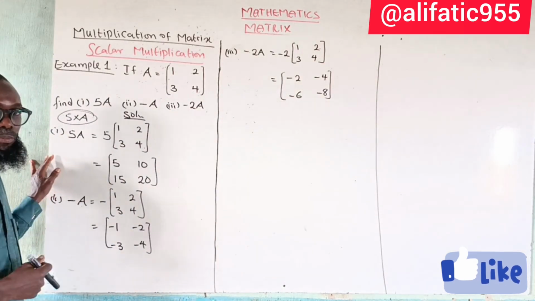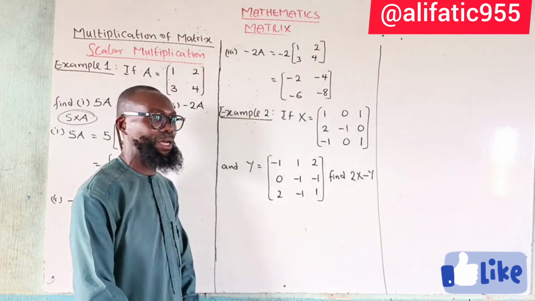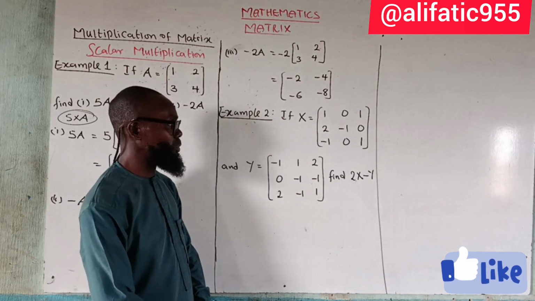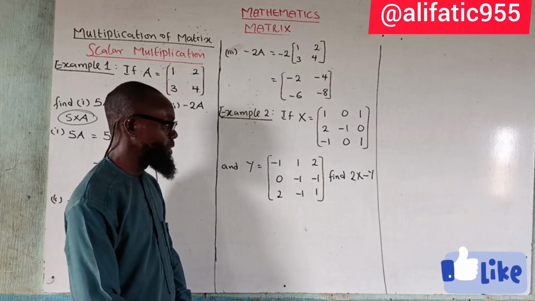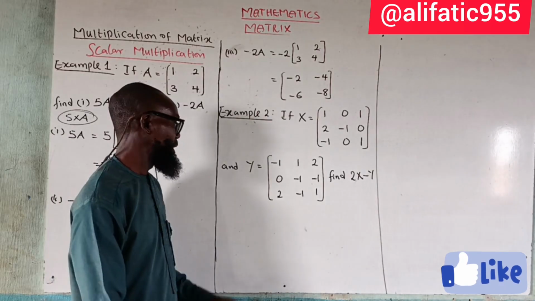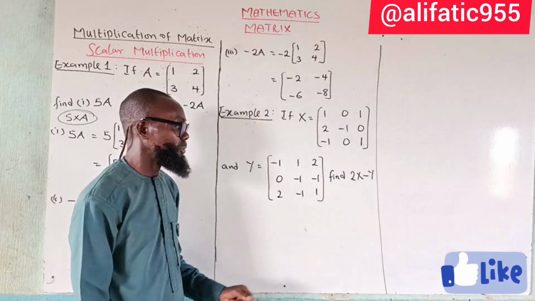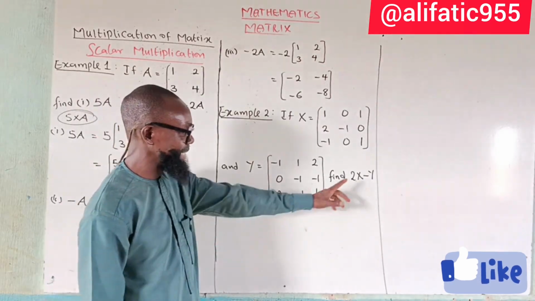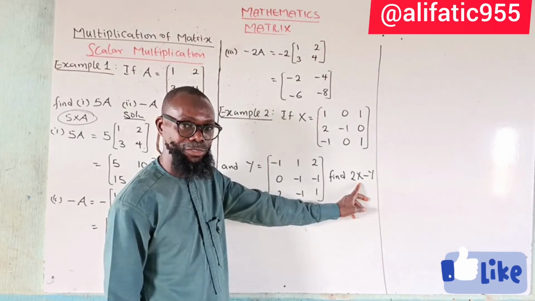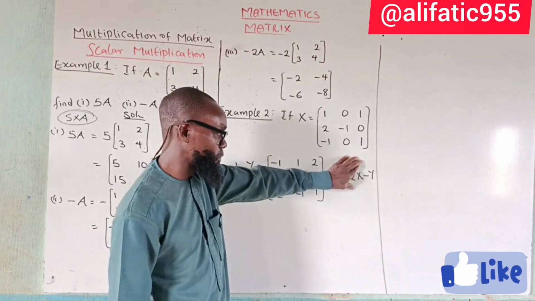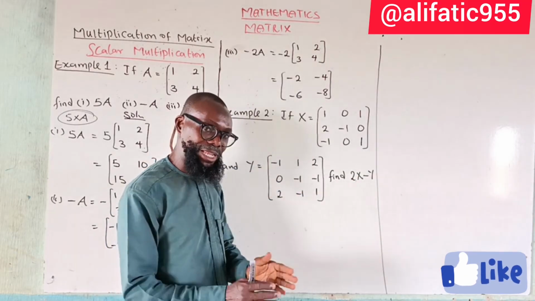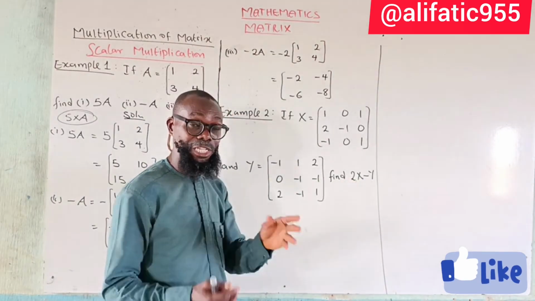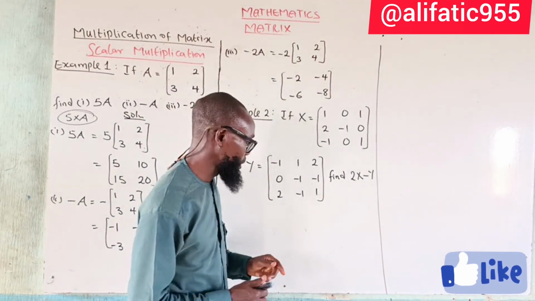So let's take another example. Example 2, on this scalar multiplication. If X is equal to the matrix 1, 0, 1, 2, minus 1, 0, minus 1, 0, 1, and Y is also given, find 2X minus Y. You can see that 2X is a scalar multiplication. Let's solve 2X first. With the answer we get, we then take away Y from it, as we have done in subtraction.